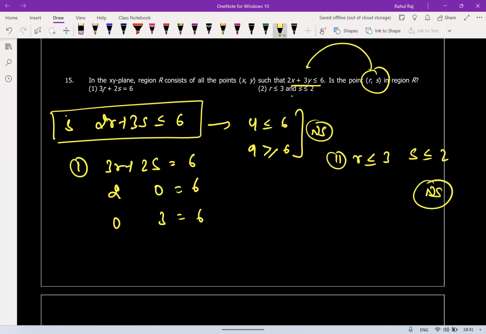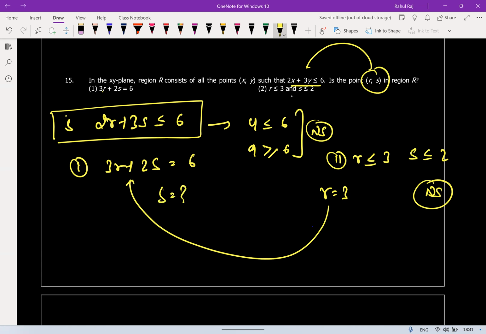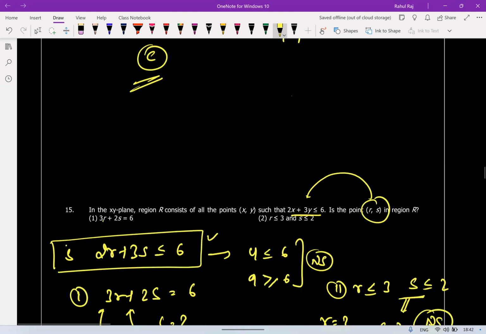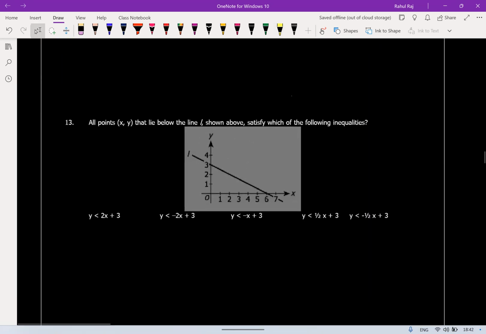Now, if you combine, you will have to figure out the values of r and s using both the equations. So imagine you consider r is equal to 3 from option number 2. Put it over here, get the value of s. Imagine you consider s is equal to 2 from option number 2. Put it back over here, get the value of r. And then put it back over here, you will have a yes or no situation. So this will be E. Pretty simple questions. Question number 13, right?